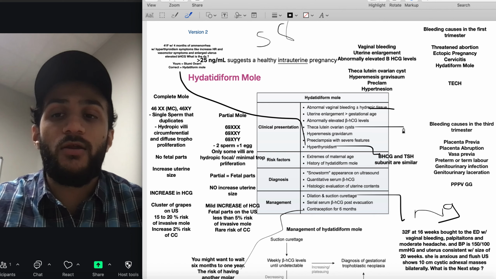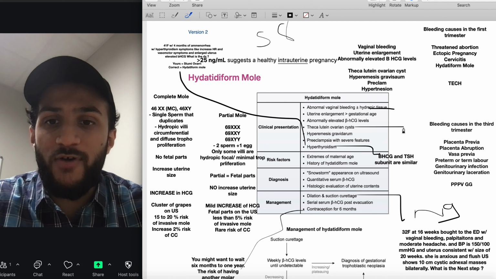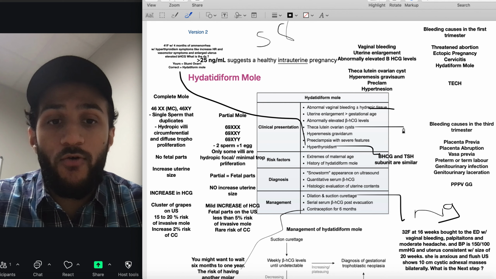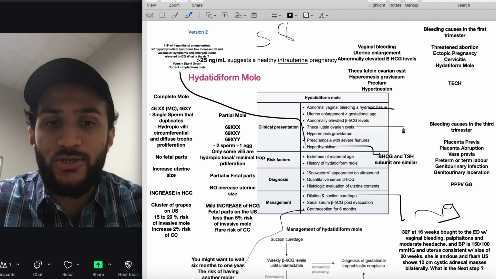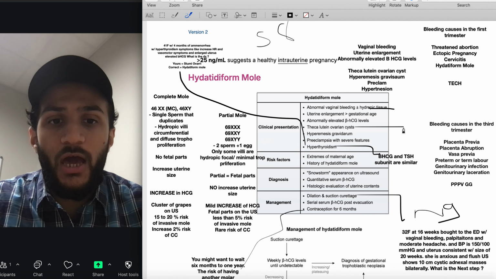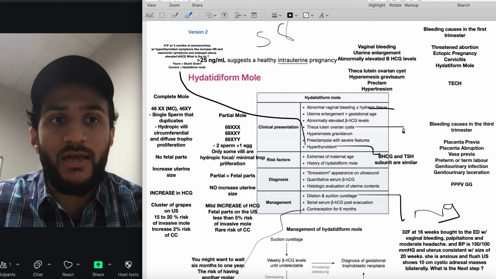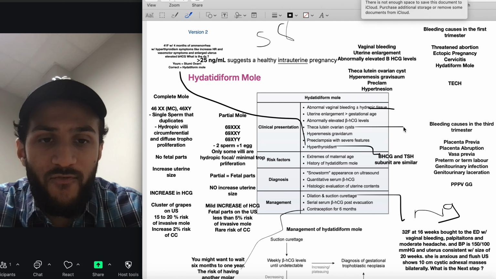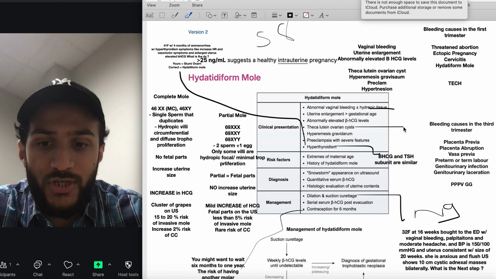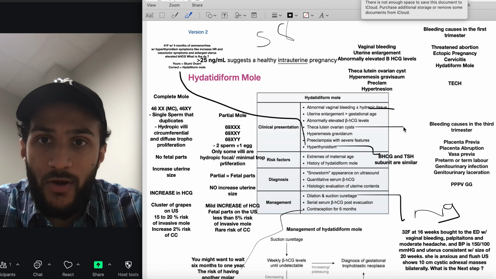We can see that the risk factors are, for example, extremes of age and any previous history of hydatid mole. The ultrasound is going to show a snowstorm appearance, and as we said, high beta HCG. Histology will show hydropic uterine contents. We manage with dilation and curettage, the D&C, and we have to do serial beta HCG after evacuation, and we have to do contraception for 6 months.